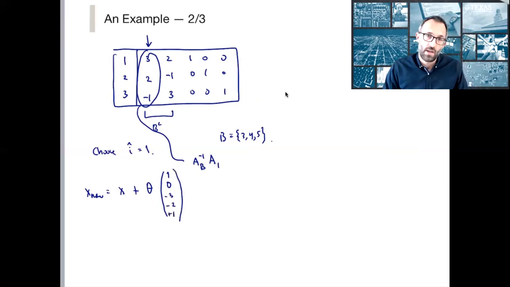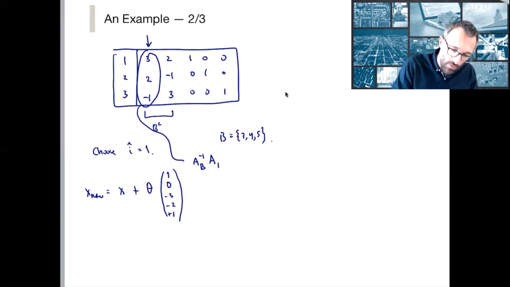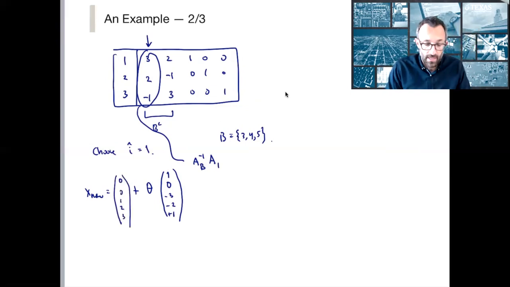And I choose theta to be as big as possible while making sure, let me write out what x is a little more carefully. All right, so x is 0, 0, 1, 2, 3. So what's going to happen as theta grows? Which one of these is going to hit 0 first? You can see this element, the fifth element, will never hit 0. Theta is positive. And it's going to be this element.